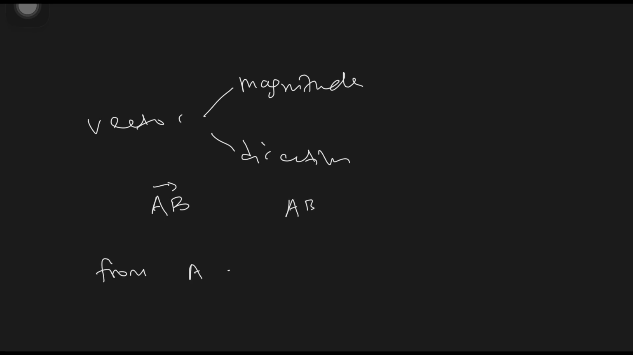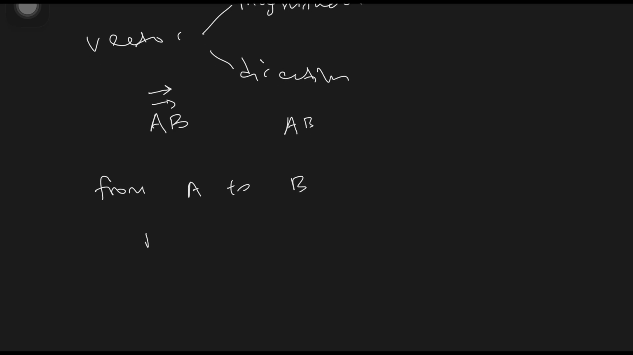Hello everyone, welcome to today's new chapter named vector. So what is vector? Vector is a quantity that has both magnitude and direction. So for example, we have AB. It is a vector whose magnitude is the same length as AB and whose direction is from A to B. How do you know that? Because the arrow starts from A and ends at B. So therefore, the direction is from A to B.